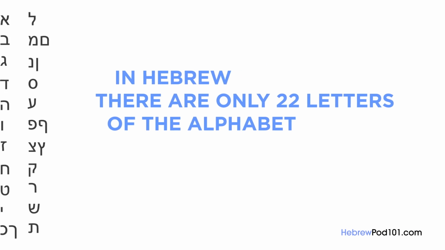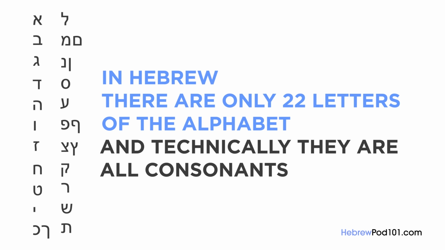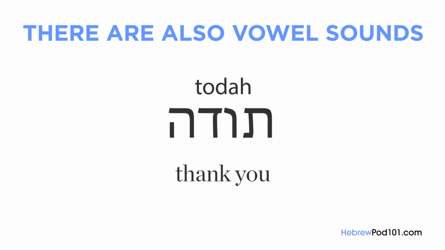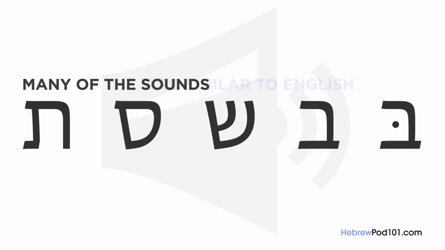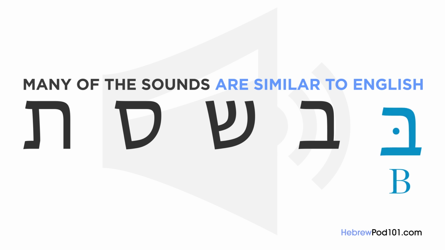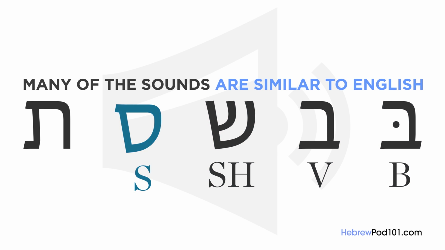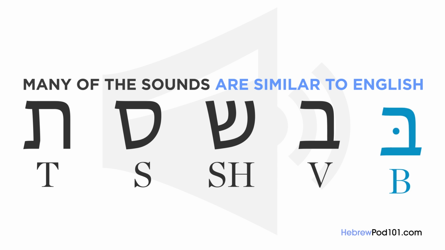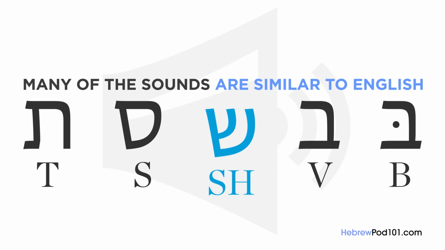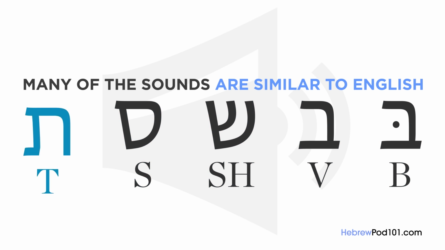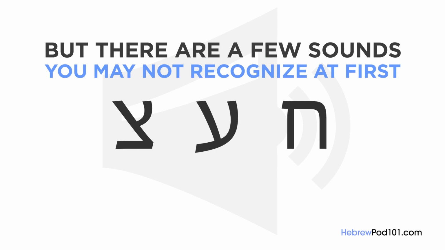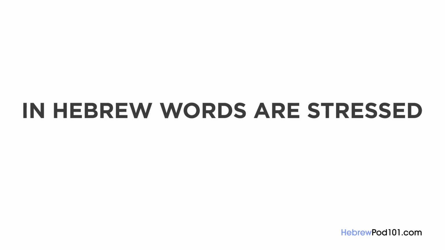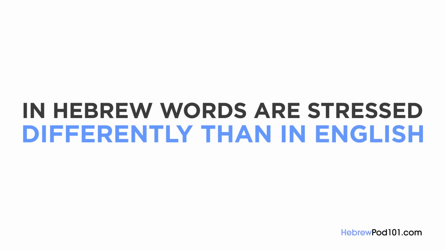In Hebrew, there are only 22 letters of the alphabet, and technically they're all consonants. There are also vowel sounds which are shown by the dot system called nikud. Many of the sounds are similar to English, like b, v, sh, s, and t. But there are a few sounds you may not recognize at first. Like ch, ts.